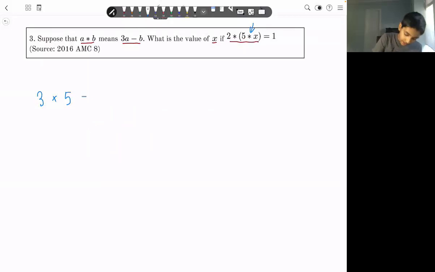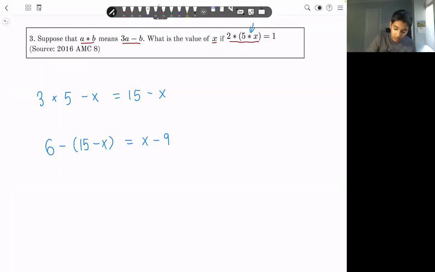3 times 5 minus x, which is equal to 15 minus x. Now all we have to do is 2 star 15 minus x. So 2 star 15 minus x, that would be 3 times 2, or 6. And then we would subtract b, or 15 minus x. This gives us 6 minus 15, which is negative 9, and negative x, which is x. So we can simplify this and we get x minus 9.